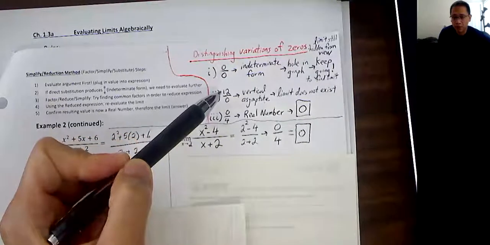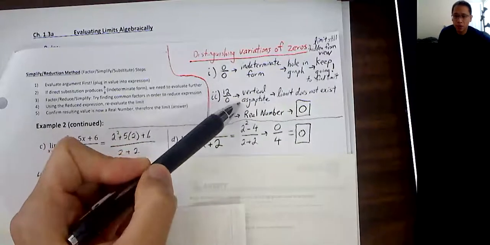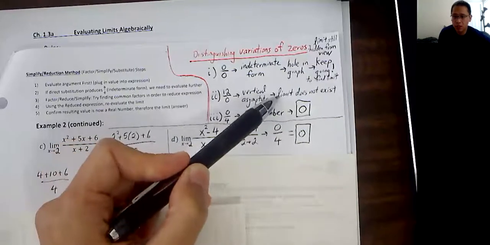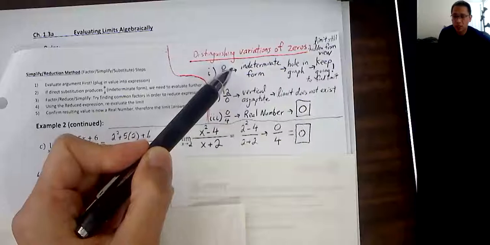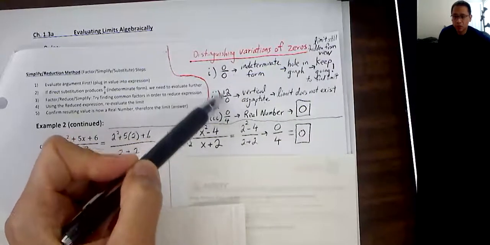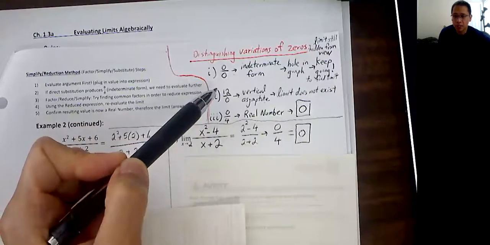Now, if we get something like 10 over 0, 12 over 0, 5 over 0, that means that there's a vertical asymptote. This does mean that not only does a point not exist, but the limit also does not exist. Okay, so in this first instance, the point doesn't exist, but the limit does. Here, there's a vertical asymptote, so neither a point nor a limit exists.